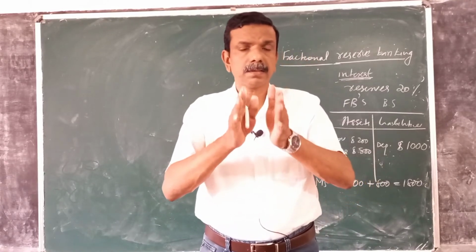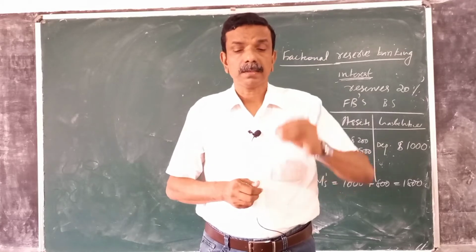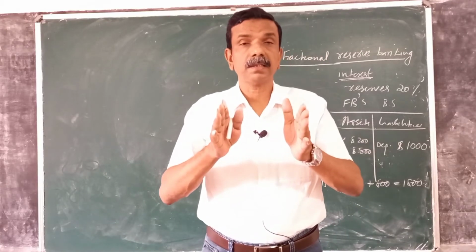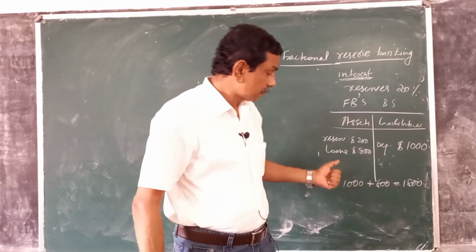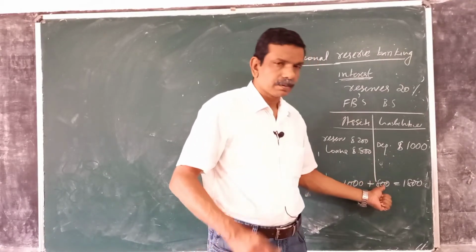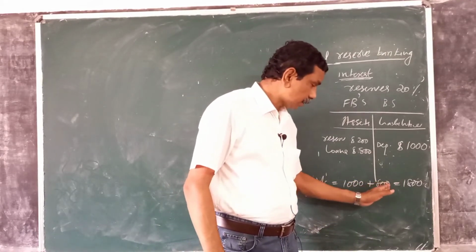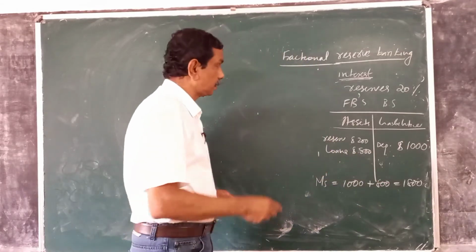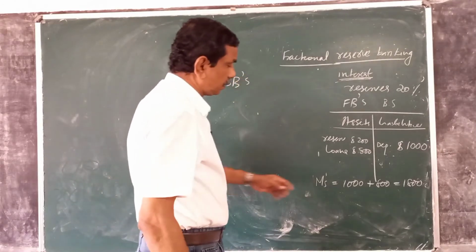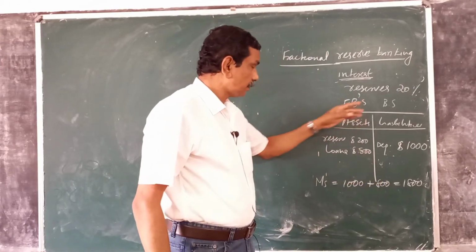So in a system of fractional reserve banking, banks create money. And this is the first stage. Money creation will not stop here. Suppose that the borrower has deposit with another bank. Let us say second bank. And the borrower deposits the loan money in his account with the second bank.